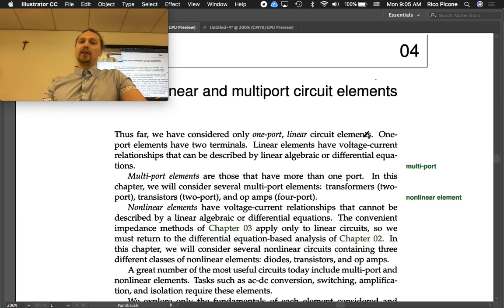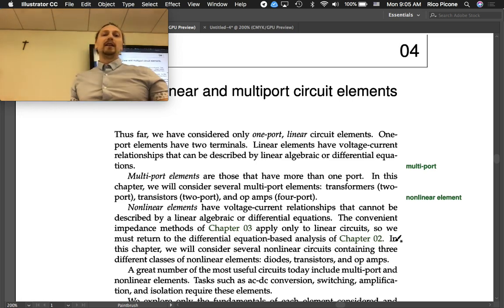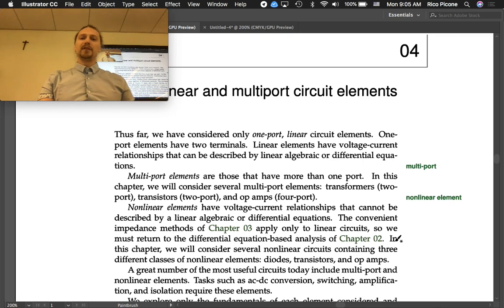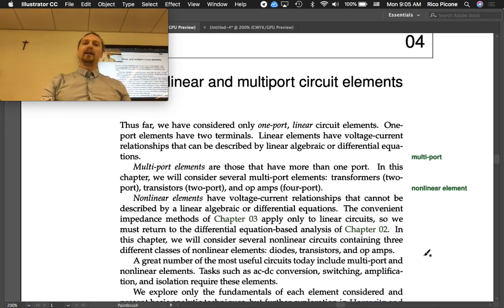Multiport elements are those that have more than one port. I know, shocking. In this chapter, we will consider several multiport elements: transformers, which are two-port, transistors, which are also two-port, and op-amps, which are four-port. Nonlinear elements have voltage-current relationships that cannot be described by a linear algebraic or differential equation. The convenient impedance methods of chapter 3 apply only to linear circuits, unfortunately. So we must return to the differential equation-based analysis of chapter 2.